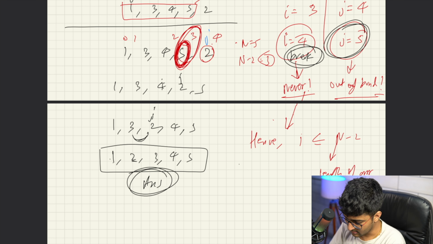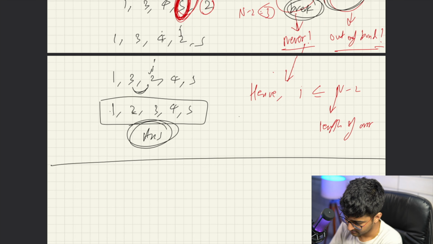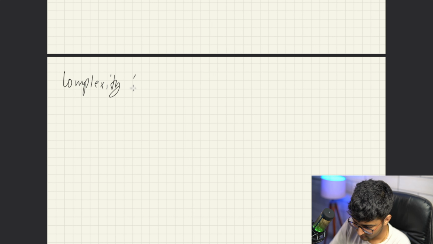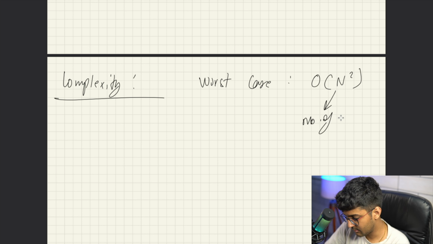Alright, let's talk about the complexity analysis. So, complexity, in the worst case, it's giving O of n squared. N is the number of elements. Why? In the worst case, the array can be descending sorted. Okay, so descending sorted means something like 5, 4, 3, 2, 1.